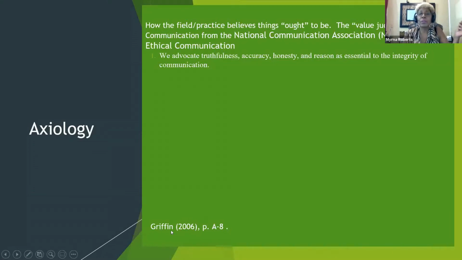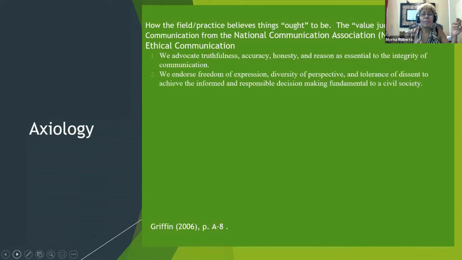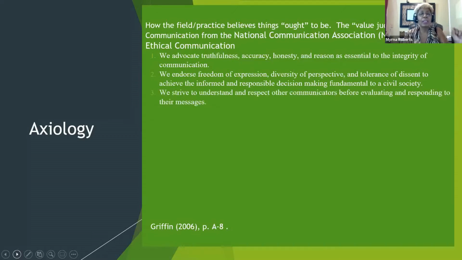We advocate truthfulness, accuracy, honesty, and reason as essential to the integrity of communication. And there's a reason why I'm reading these to you. We endorse freedom of expression, diversity of perspectives, and tolerance of dissent. That means I respect everybody's opinion. We strive to understand and respect other communicators before evaluating and responding to their messages.